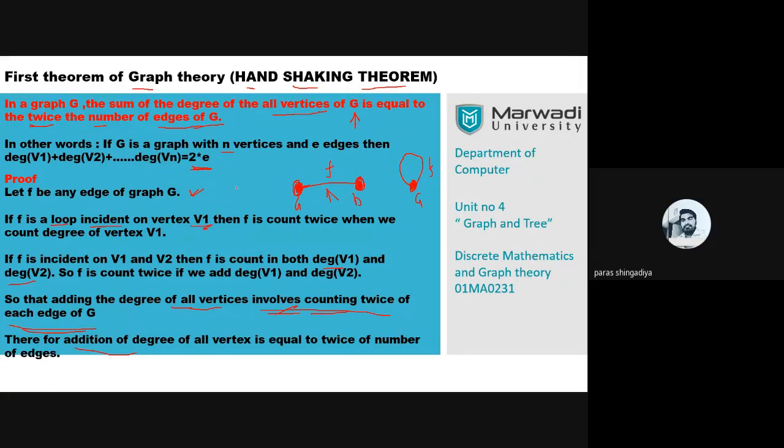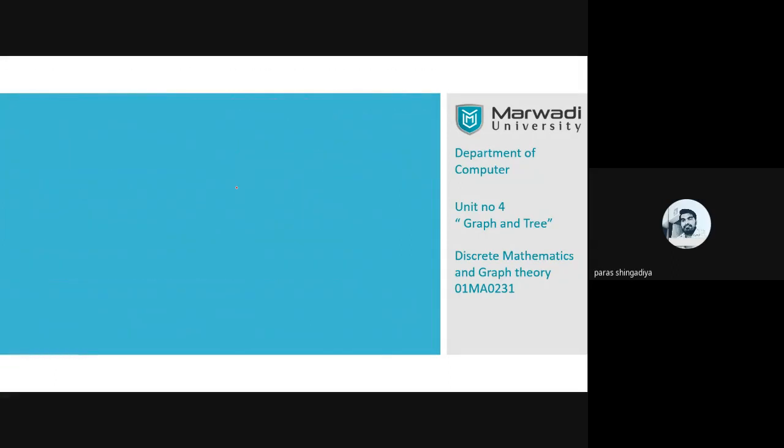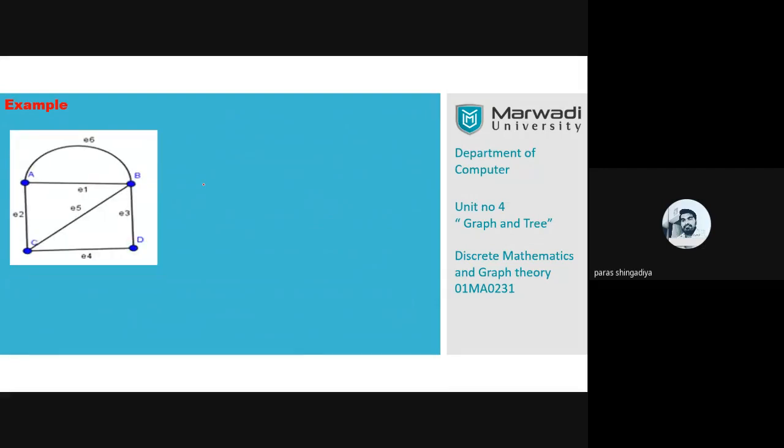Clear? And you have to also mention an example here. This is an example for this statement, and we can easily verify it. So what is the example here? That is one arbitrary graph. It is not fixed. You can consider any graph here to verify it. Clear? Here I consider 4 vertices A, B, C, D and 6 edges. So let us check this theorem.